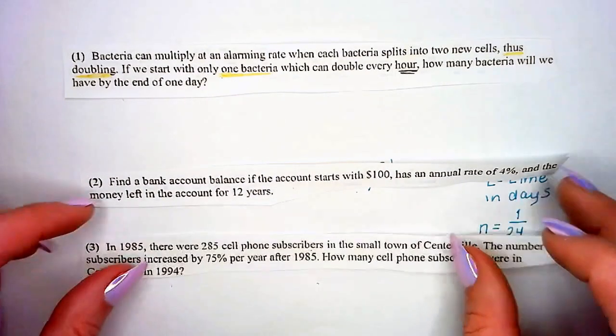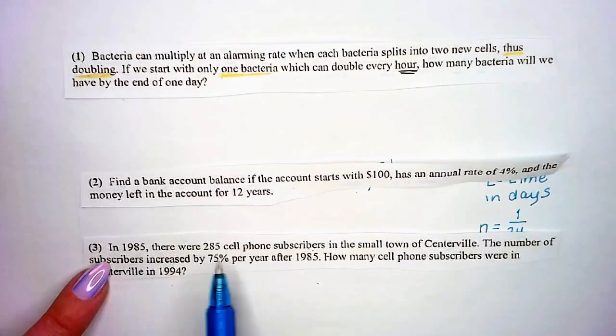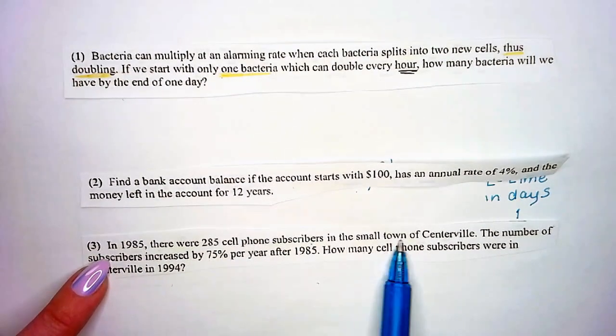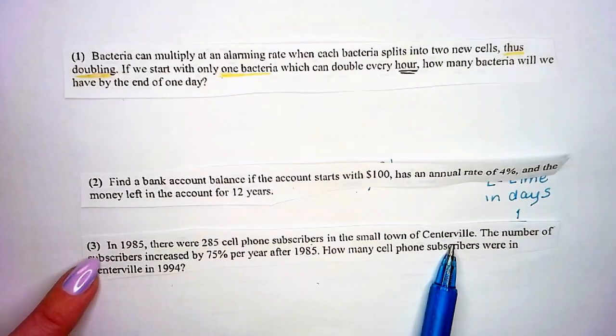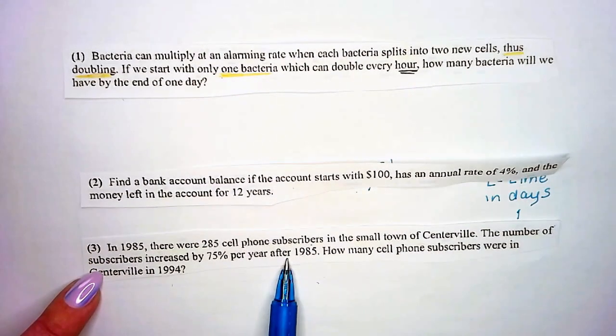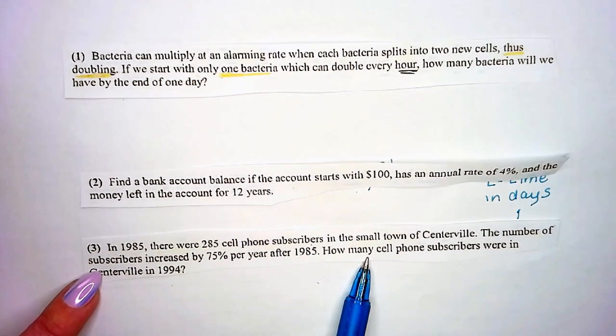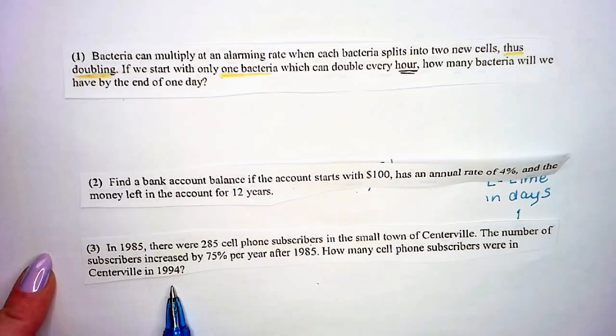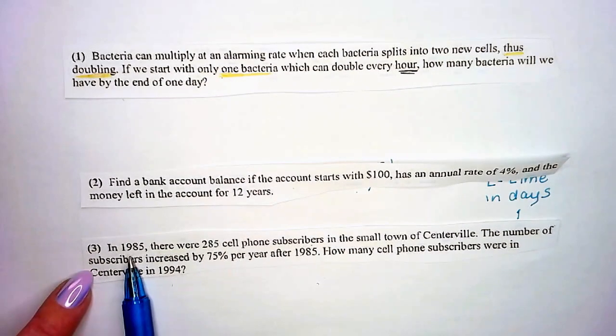The third problem. In 1985, there were 285 cell phone subscribers in the small town of Centerville. The number of subscribers increased by 75% per year after 1985. How many cell phone subscribers were in Centerville in 1994? I don't even know if cell phones existed in 1985.